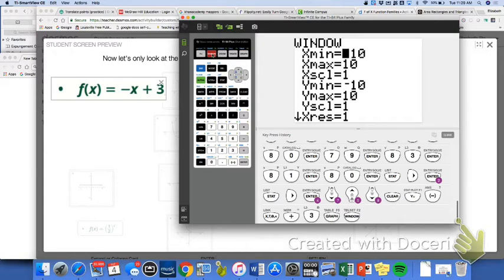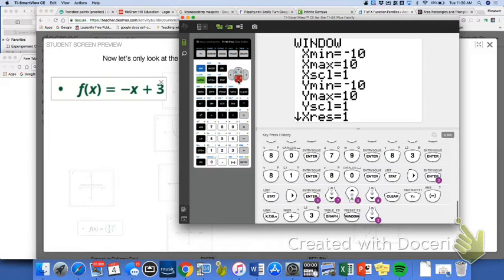This is what we call the standard window. The other thing that's important is not only that I'm doing negative 10 and positive 10. Look where my cursor is blinking right now where it says scale. See how mine says scale equals 1? That's telling my calculator to make each little line only go up by 1. So if yours doesn't look exactly like mine, that's why yours is going to be off. Again, this is just called a standard window. This is the most basic of windows. This is what we tend to use.